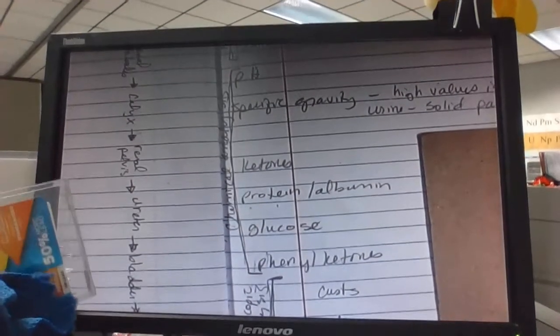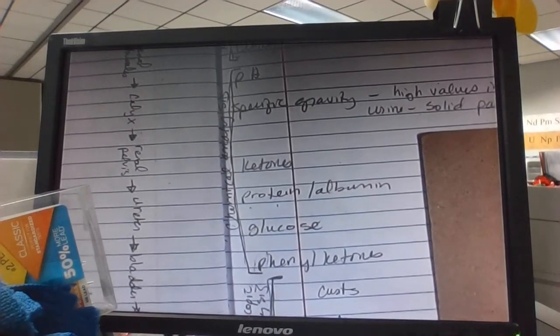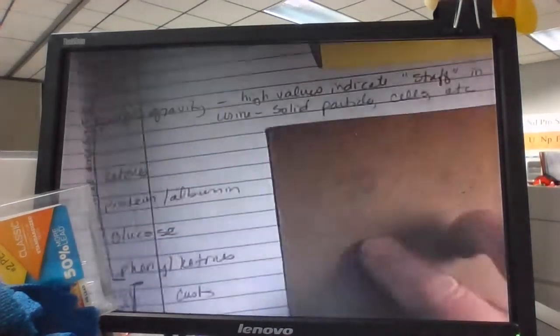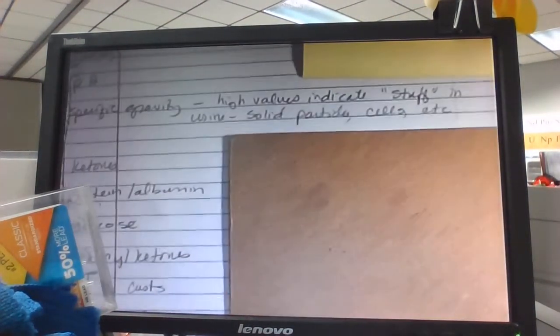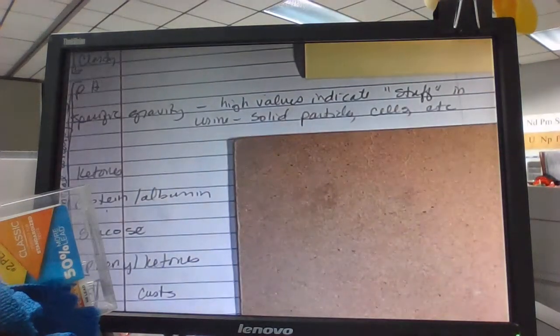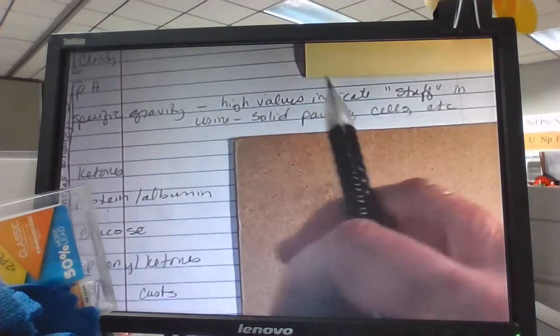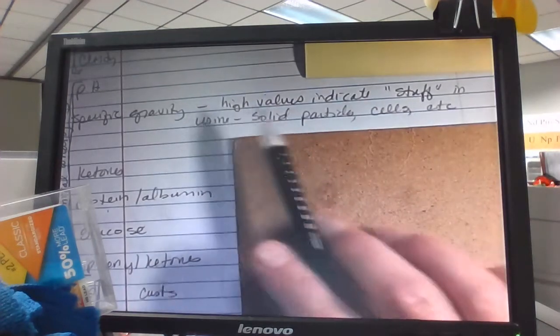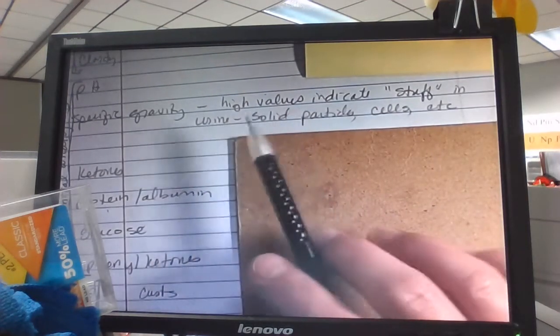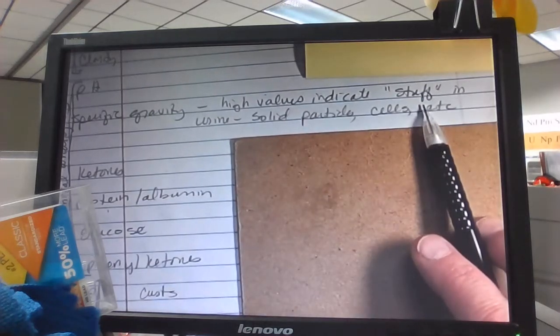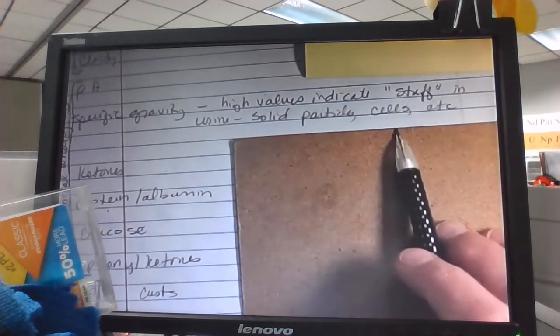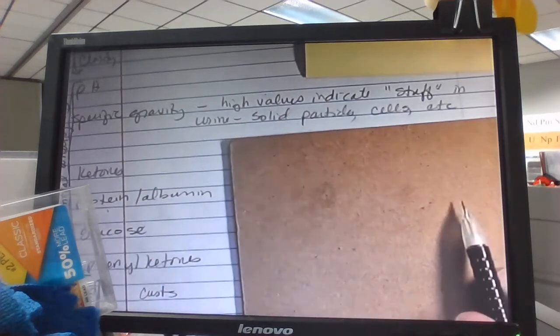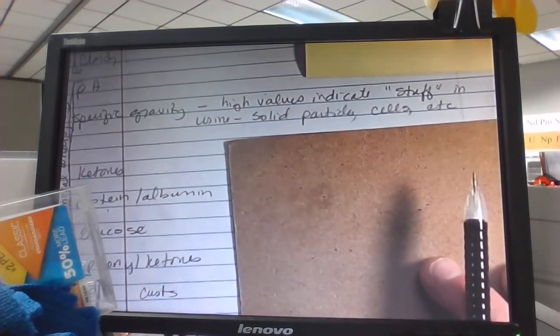Specific gravity. So you'll find out that specific gravity should basically be 1 because pure water doesn't have anything in it. But the more stuff there is in a liquid, the higher the specific gravity. So if you have a specific gravity that has a high value, that means there's a whole bunch of stuff in the urine. Solid particles, cells like white blood cells, red blood cells, proteins, stuff like that. So specific gravity can tell you if there's a whole bunch of junk in there.